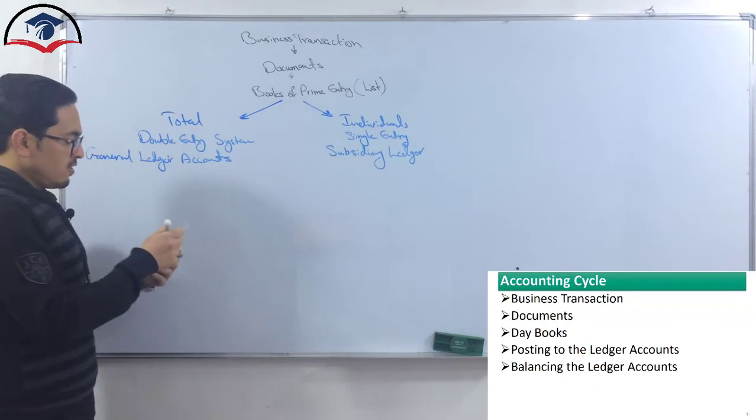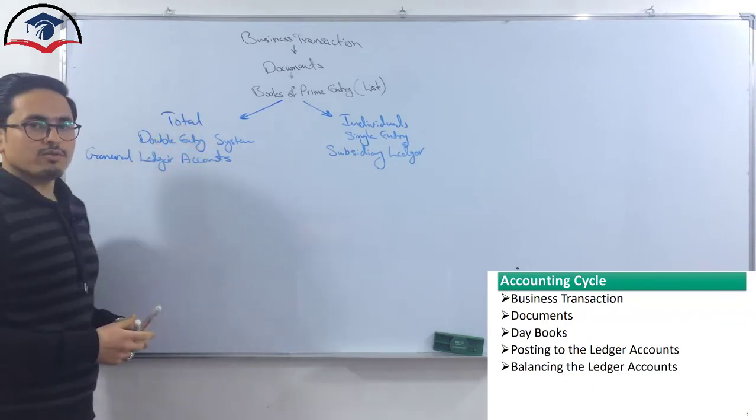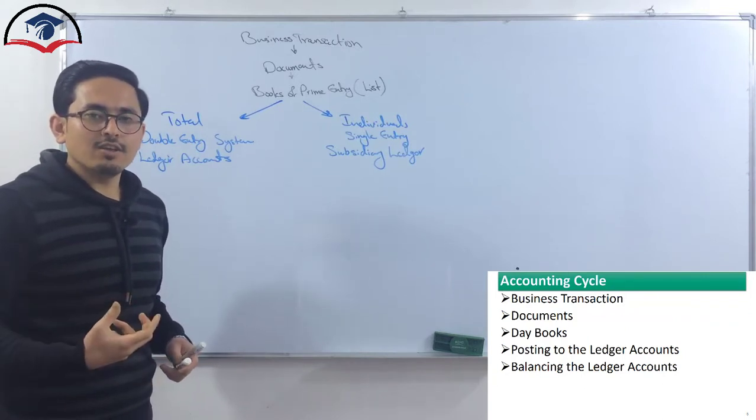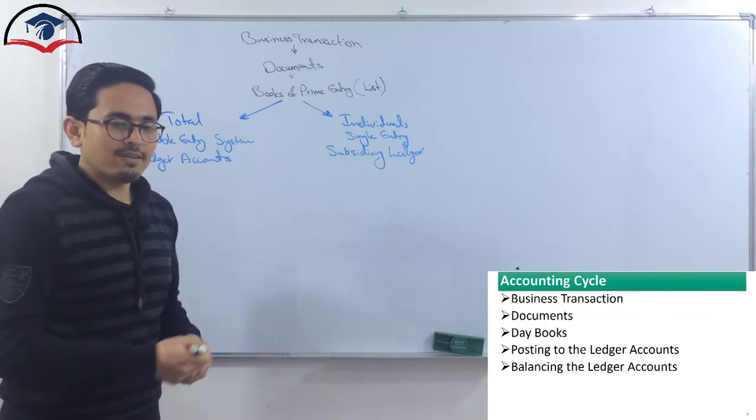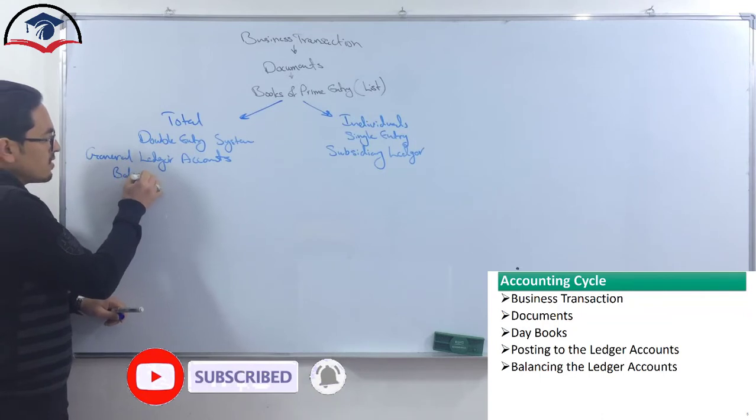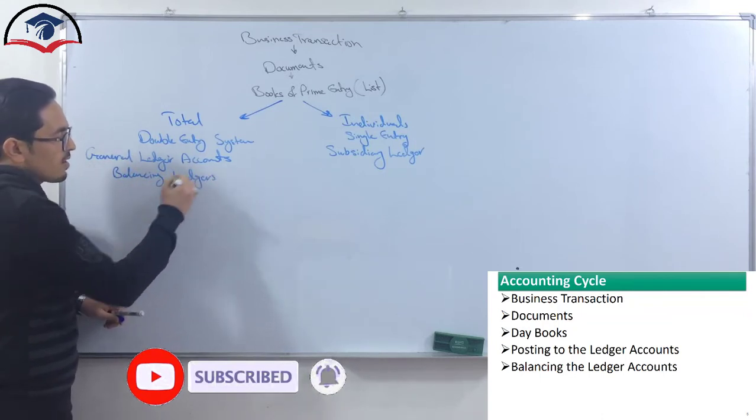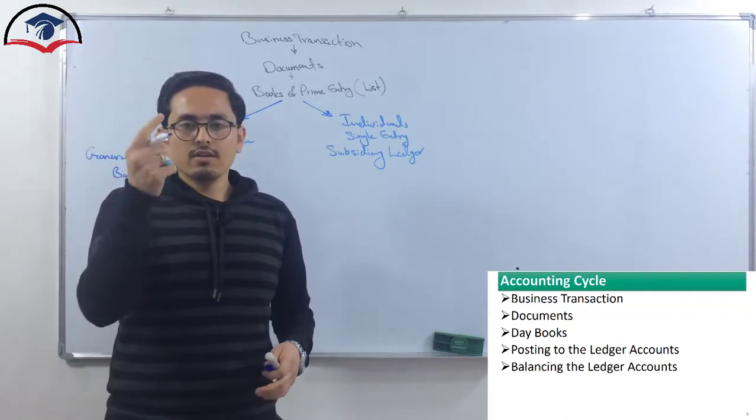Come to this part. We have reached from the double entry system to the posting to the ledgers. But now we need to balance the ledgers. To find out the balance, we need to transfer to the trial balance. The step is here: balancing the ledgers. Once you balance that, how the balancing occurs, stay with us.